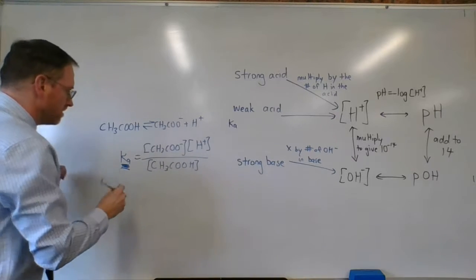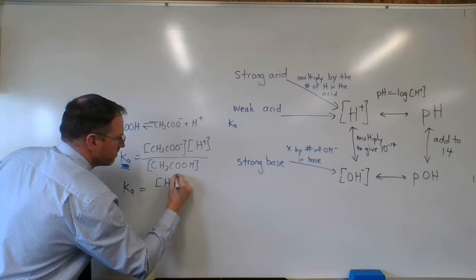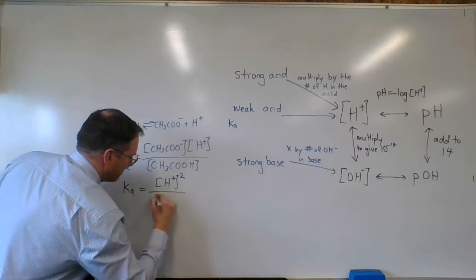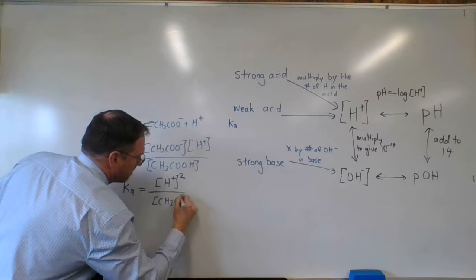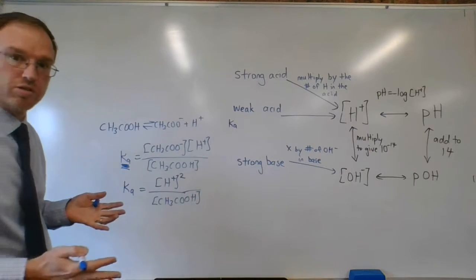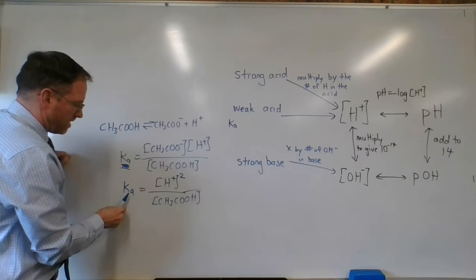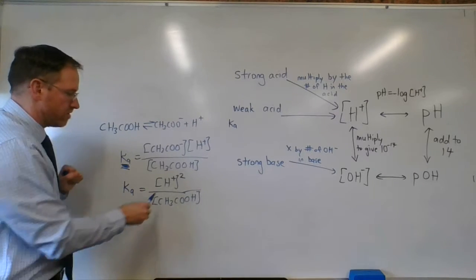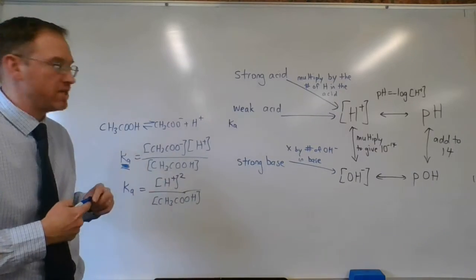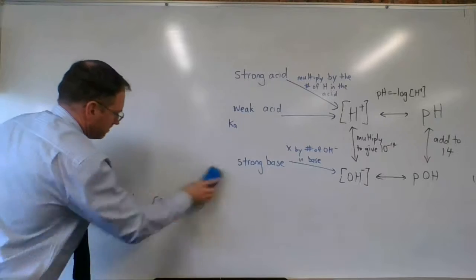So this is always going to turn into Ka equals the concentration of hydrogen ions squared over the concentration of the original acid. Now if I was doing a worked solution, I'd explain why that is, but it's going to turn into this. And so I'll know my Ka, I'll know my concentration of acid, I can work out the concentration of hydrogen ions. So how do I solve weak acid problems?